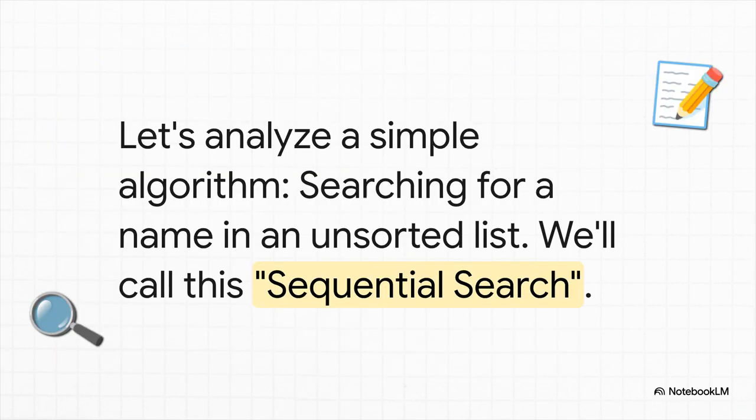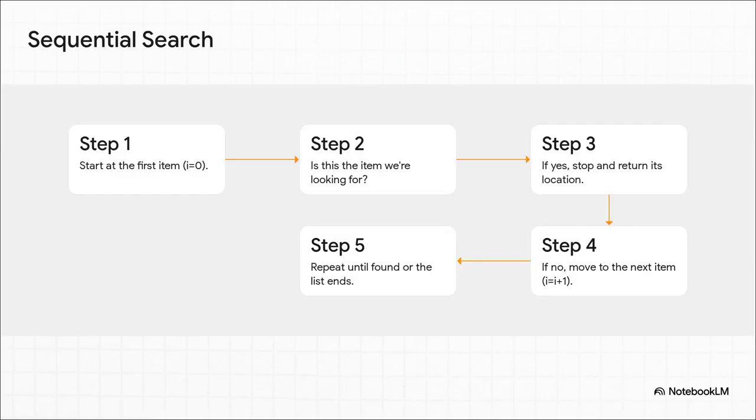Okay, let's make this super concrete. We're going to use a really simple algorithm. It's called sequential search. So picture this. You've got a list of names, totally jumbled up, no order whatsoever. And I tell you, hey, find the name Sarah in this list. How would you actually do it? Well, you'd probably do exactly this, right?